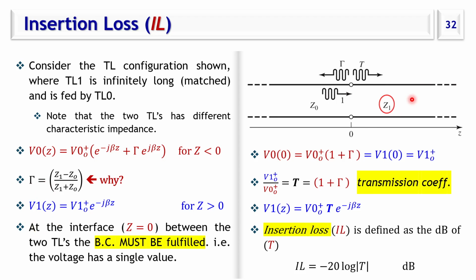V1 is the wave on section 1 that is propagating in just the positive Z direction, with no reflection because it's infinitely long. So it has this expression, and we would like to know the ratio between V1 plus divided by V0 plus. This ratio is called the transmission coefficient. Taking the log of this transmission coefficient gives the insertion loss. So the definition of insertion loss and the definition of return loss are very important in transmission line applications.